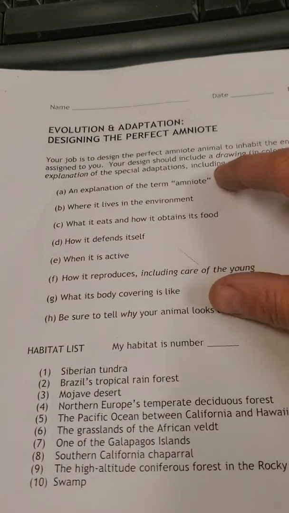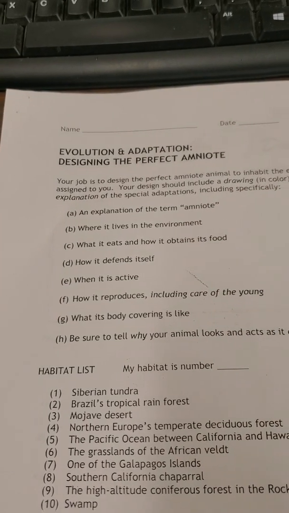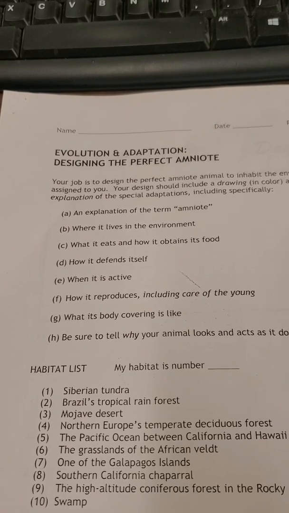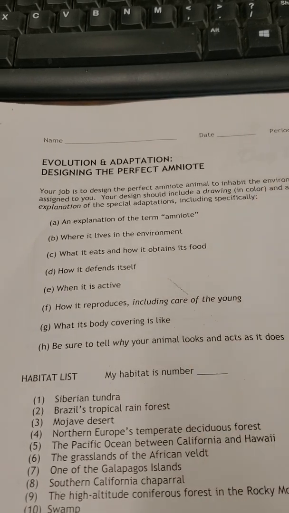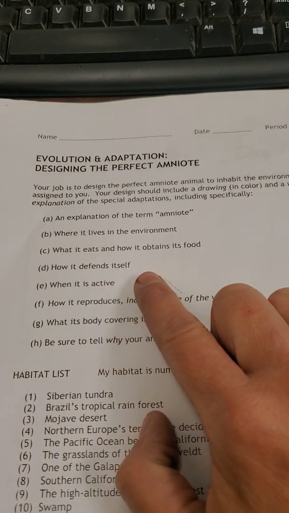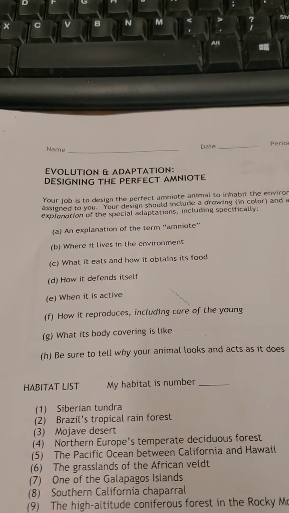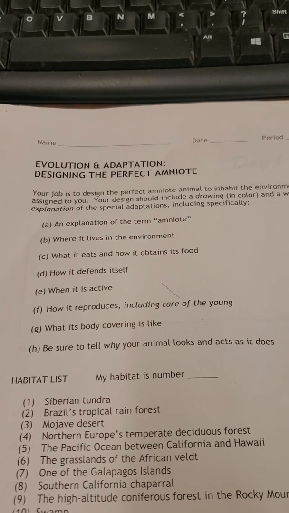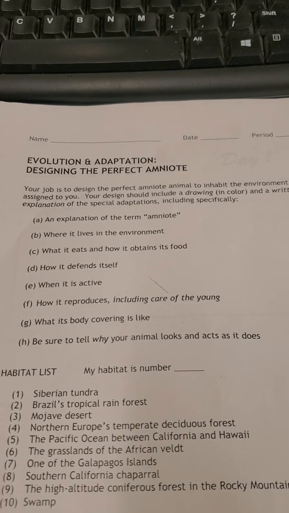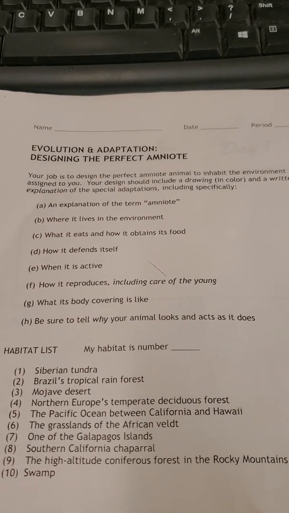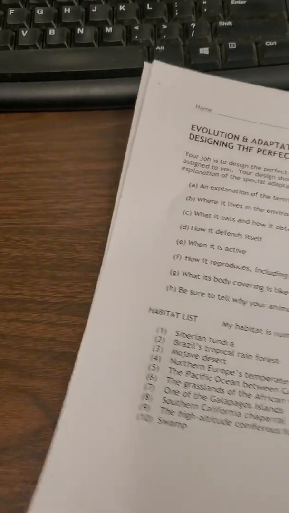Then based on that, how are you going to make your amniote? Tell me the type of environment it's living in. Is it going to be lush and green, and live up in the canopy of the trees? What does it eat? How does it obtain its food? How is it going to defend itself? Is it active during the day or the nighttime? How does it reproduce? Does it have a live birth or hatch eggs? What is the body covering like? Are there feathers? Are there spines, skin, fur? And why does your animal look the way it does and act as it does? What makes it to where it can survive?